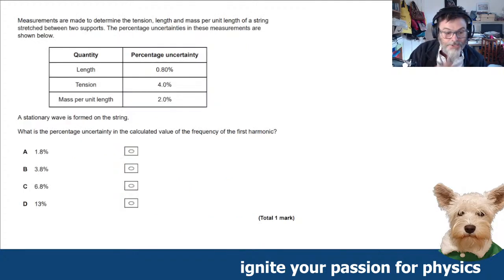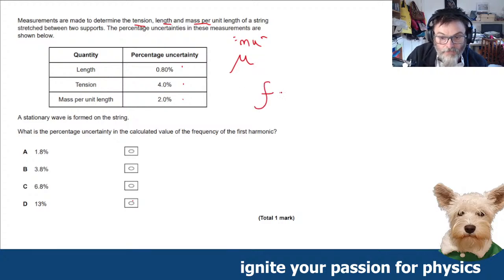Here's another example. This is a little more complicated. Again, it's a multiple guess. So this time we have a question that says we've got values here for tension, length, and mass per unit length, which is normally written as mu, Greek letter mu, of a string stretched between 2 supports. And we've got some percentage uncertainties here. Notice they're percentages. And a stationary wave is formed on the string. What is the percentage uncertainty in the calculated value? Well, perhaps you haven't done this stuff yet, but in a way it doesn't matter.